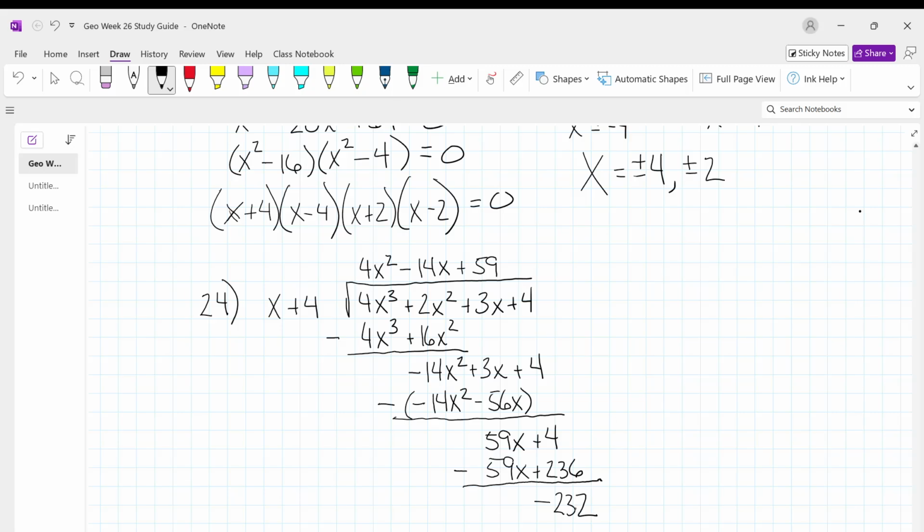So that becomes our remainder. So this is a remainder of negative 232. So 4x squared minus 14x plus 59, remainder negative 232 is your quotient.